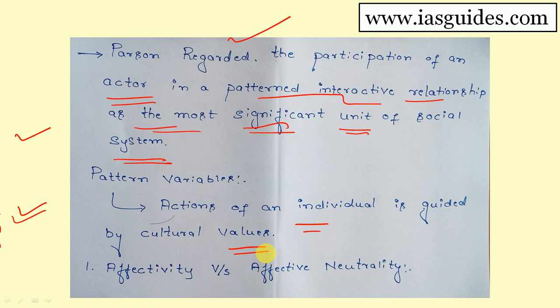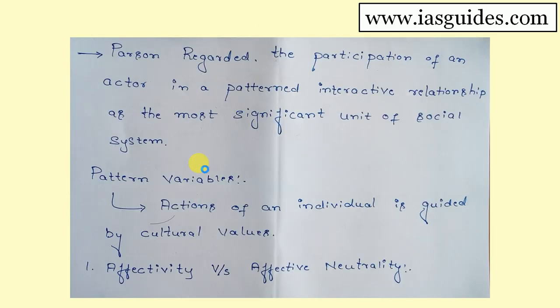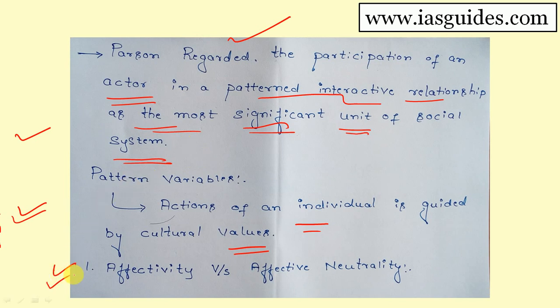And he differentiates many types of patterned variables in our society. Around 5 types he differentiates. These are the 5 types, and let me go one by one. The first is affectivity versus affective neutrality type of patterned variable. This is a type of action, and this affectivity versus affective neutrality can be equated with the gratification versus discipline dilemma. I'll explain this one.